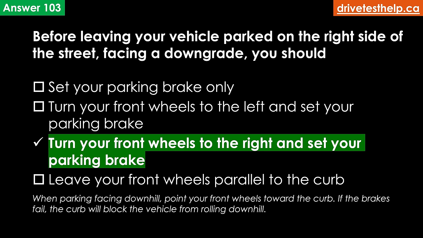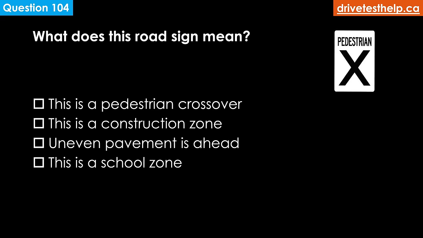If the brakes fail, the curb will block the vehicle from rolling downhill. If there is no curb, point your front wheels toward the edge of the roadway. If the brakes fail, the vehicle will roll off the roadway, not into traffic.